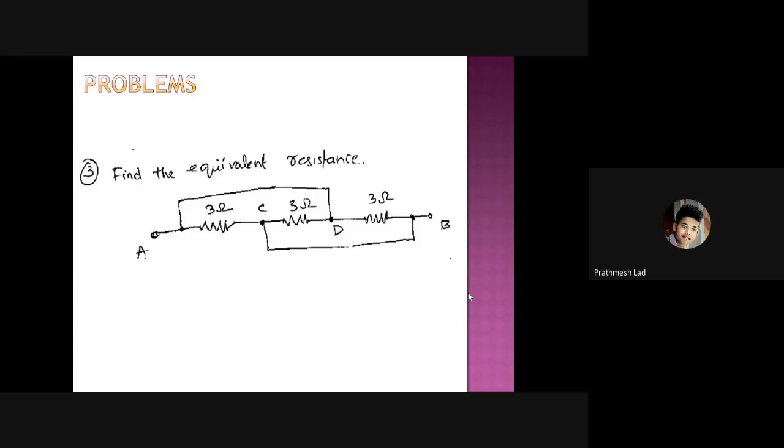Sir, equivalent resistance is 1 ohm. Very good, that is correct. So if you closely observe this, these lines are given just to confuse you. What this means is that this node and this node are actually the same node, and this node and this node are also the same node.